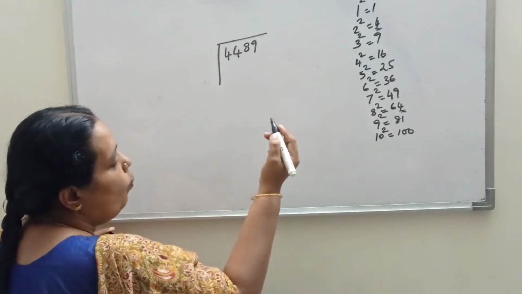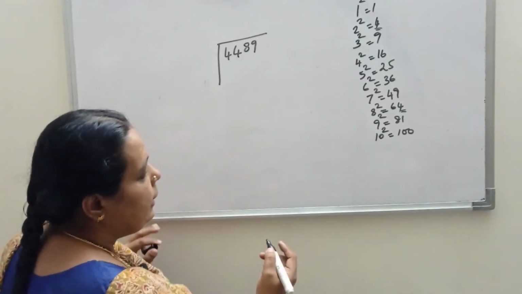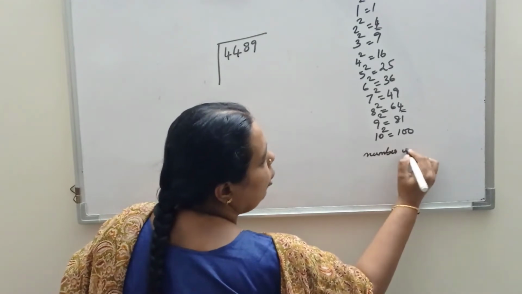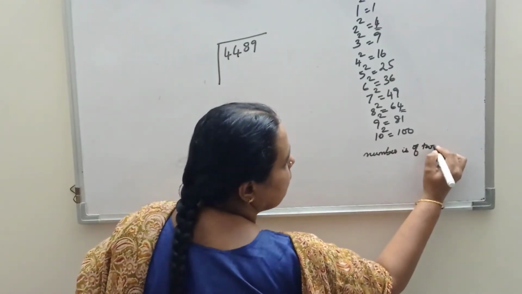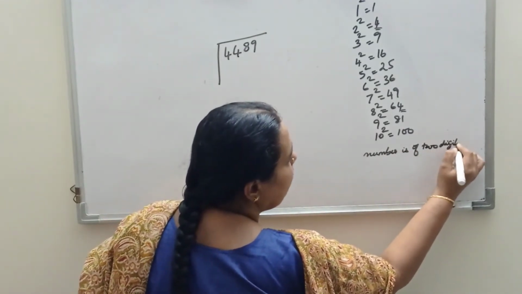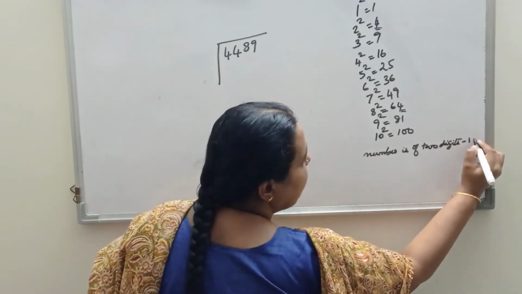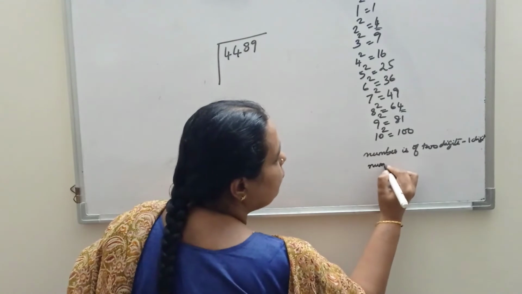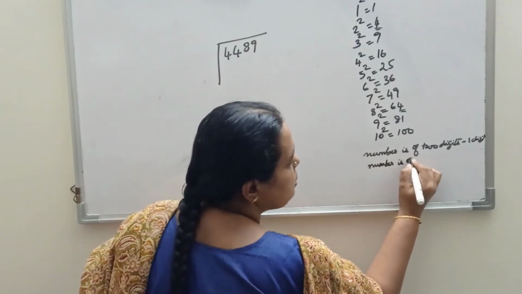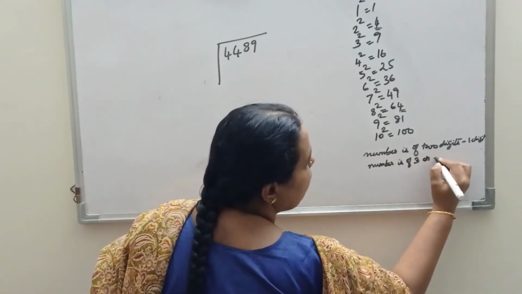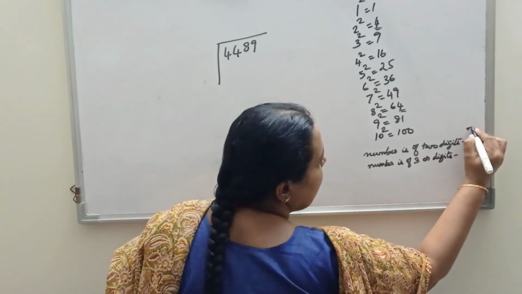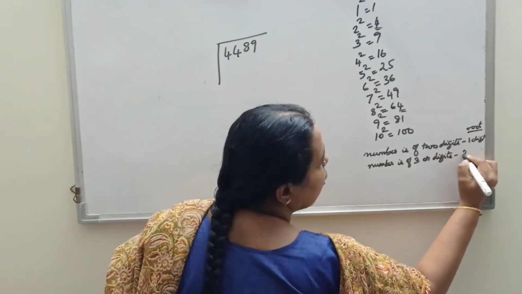So one more thing we have to note: if the number is of 2 digits, the square root will be 1 digit. If the number is of 3 or 4 digits, the square root will be 2 digits.